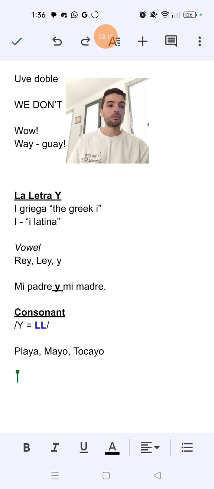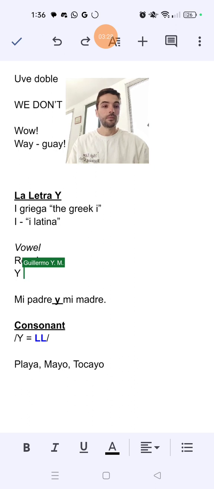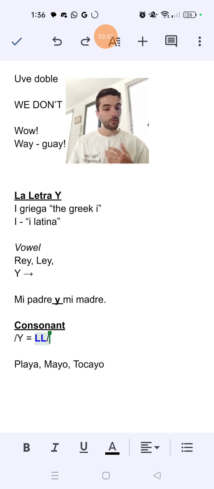So just to understand, the most common use for the Y is the and, okay? This means and. It can also be a vowel at the end of the word, or it can be a consonant in the middle of the word, having the same sound as the double L, but being the double L more predominant. I know I repeated myself, I just wanted to make it more clear. I hope that was okay.